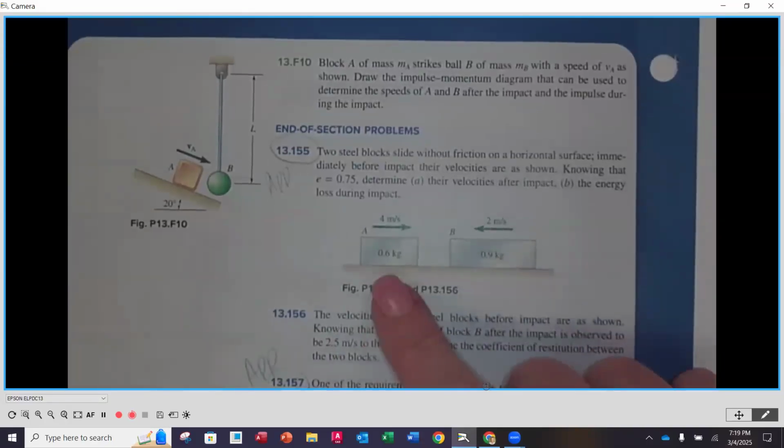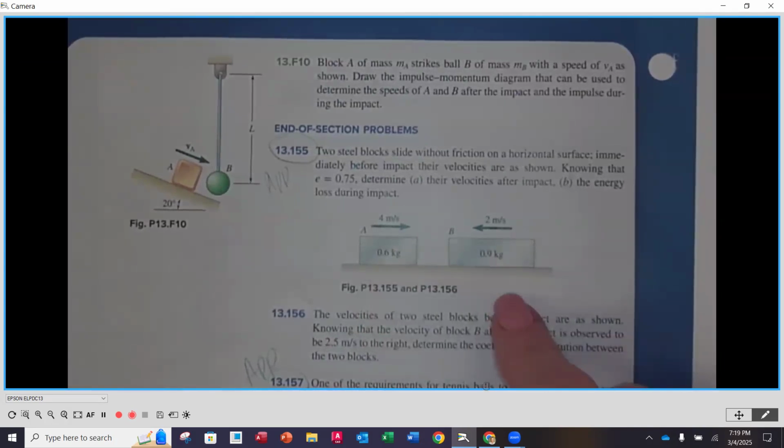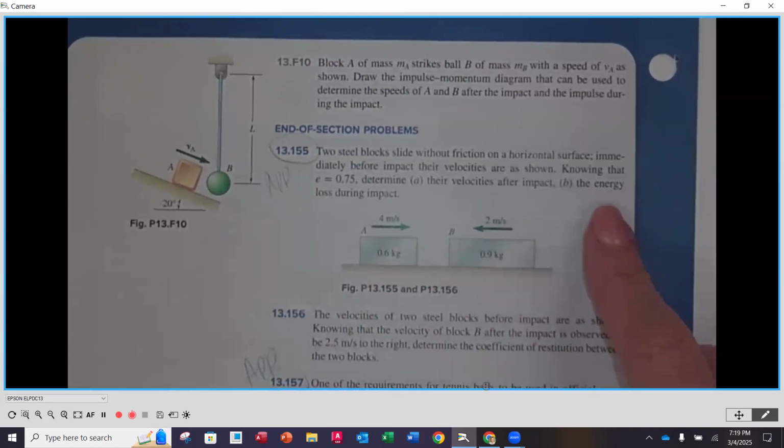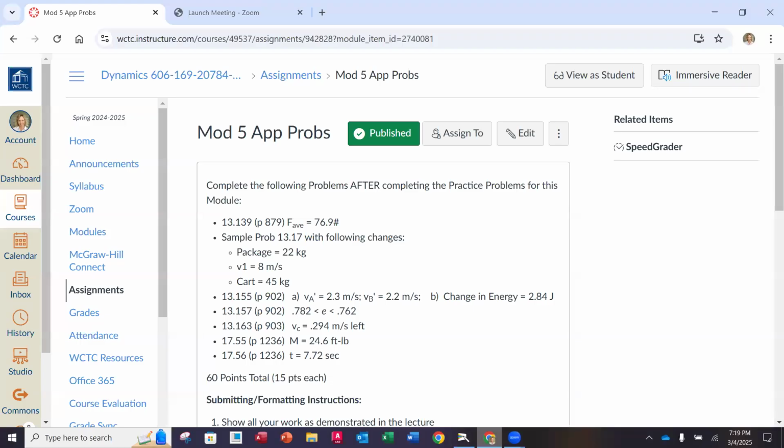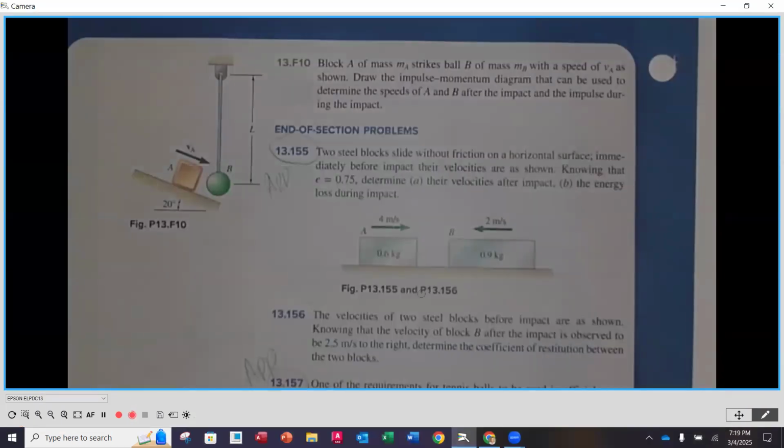So you're going to have, if you would, a velocity A prime, a velocity B prime, and also the energy loss during impact. At the very end of the sample problem, was it 13-17? It's going to have a section there where you have to calculate the energy loss. Use that for the energy loss at the end here as well. Okay, so it'll give it to you at the end of that example. So try to do these in order because that'll help you in this case.